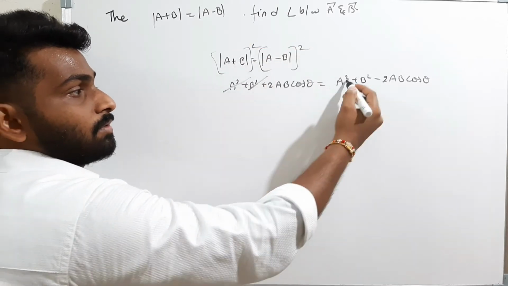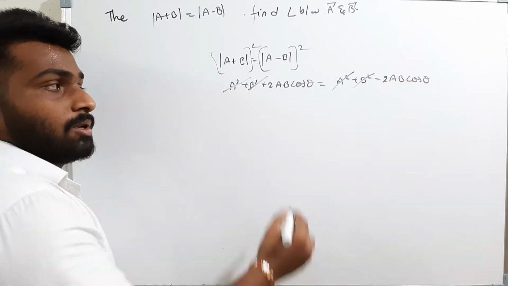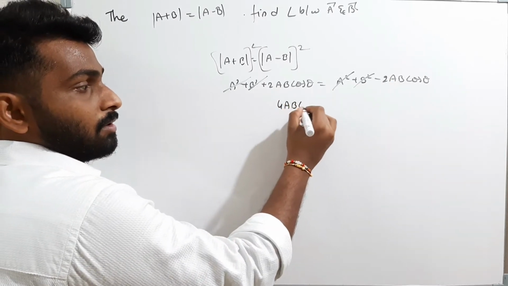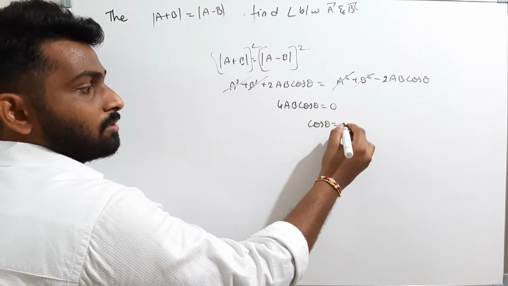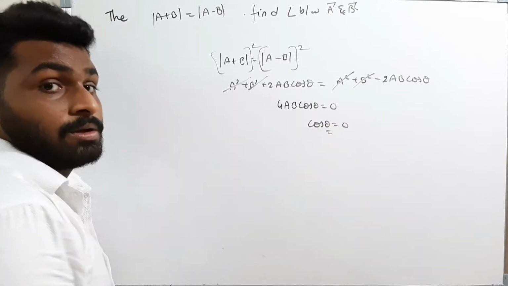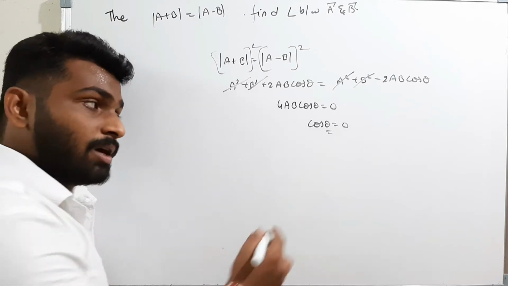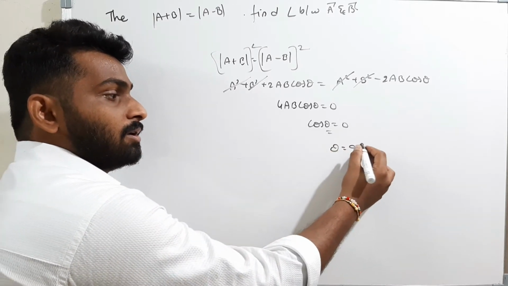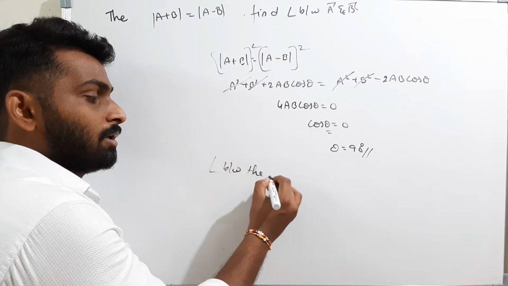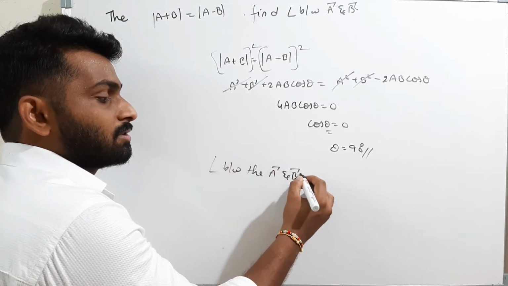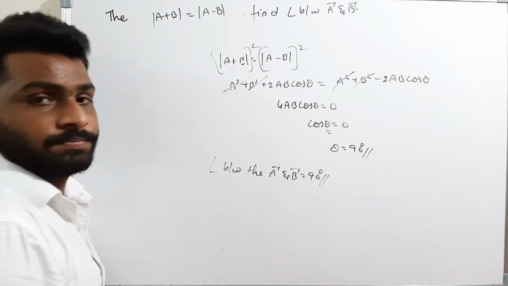Therefore, a square and b square cancel off. What is remaining? 4ab cos theta is equal to 0. Therefore, cos theta is equal to 0. Therefore, what is the value of theta? When the cos value becomes 0, theta is 90 degrees. Therefore, the angle between the a bar and b bar is 90 degrees.